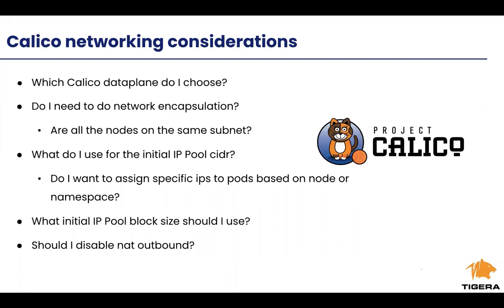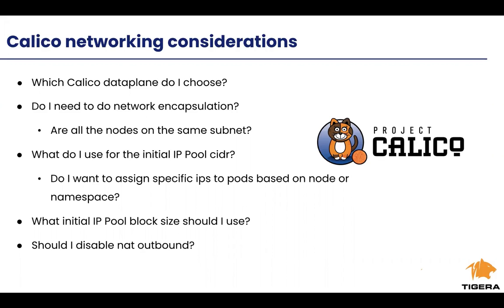So another consideration is, what do I choose for my initial IP pool CIDR? This is one of the other cool things about Calico. When you choose your pod CIDR and then your service CIDR, when you use Calico, you can break up your pod CIDR into chunks. Imagine you assign your pod CIDR a /16. You could choose your initial IP pool to be a /24 out of that /16, and by doing that, it allows you to create more IP pools.